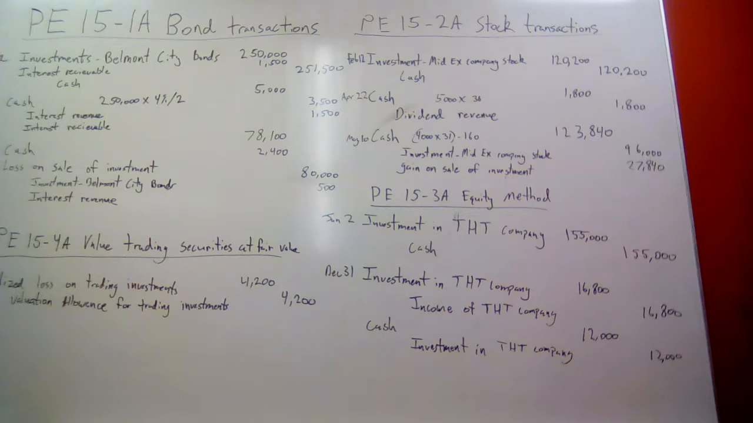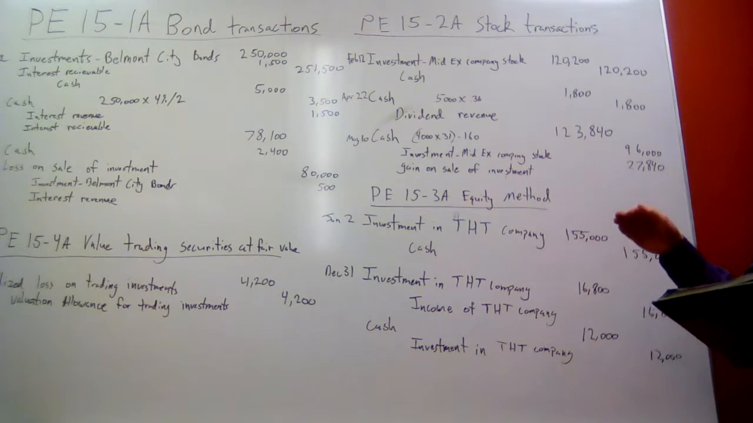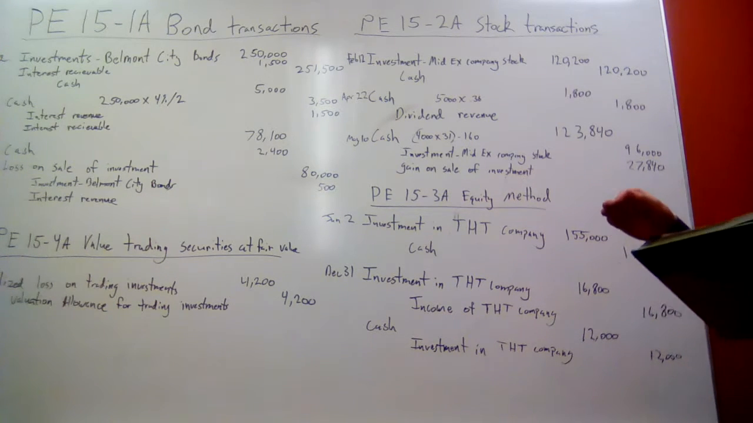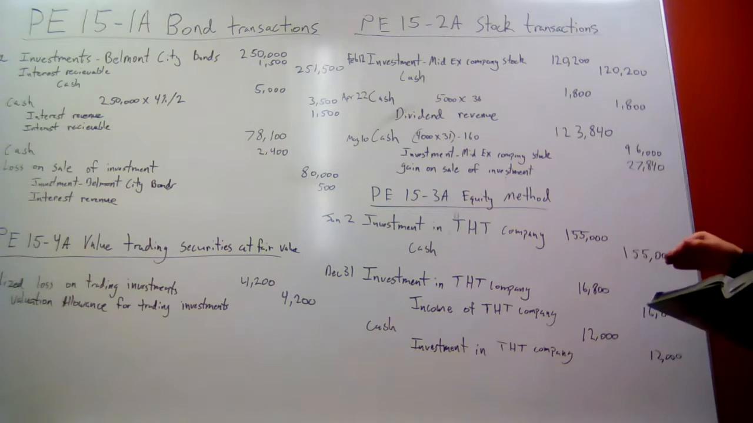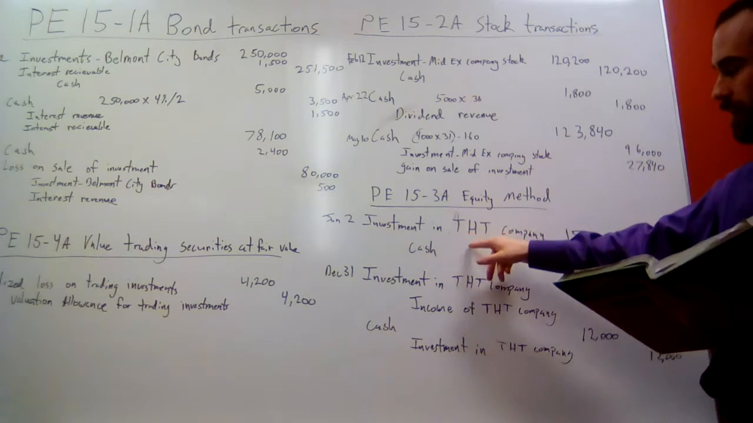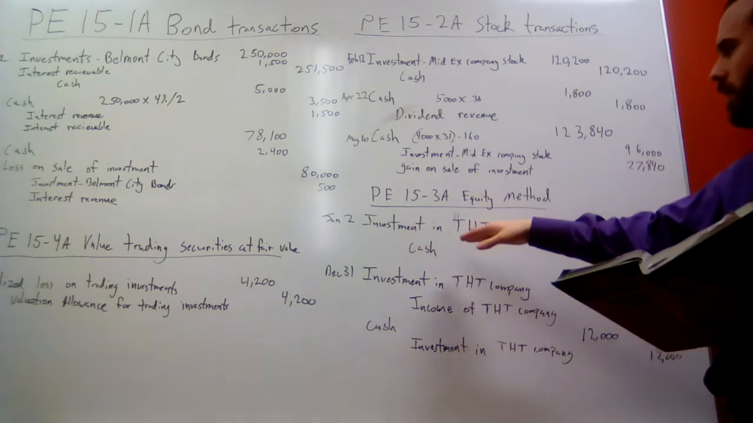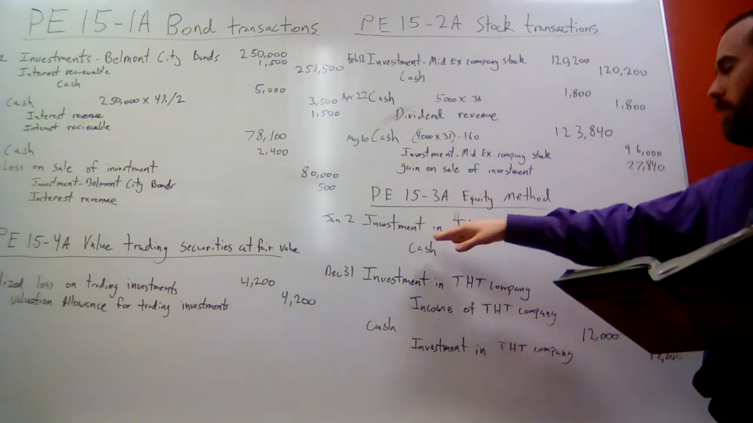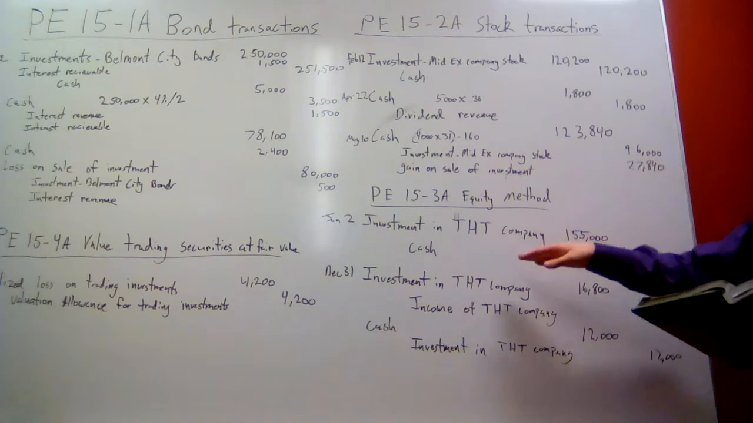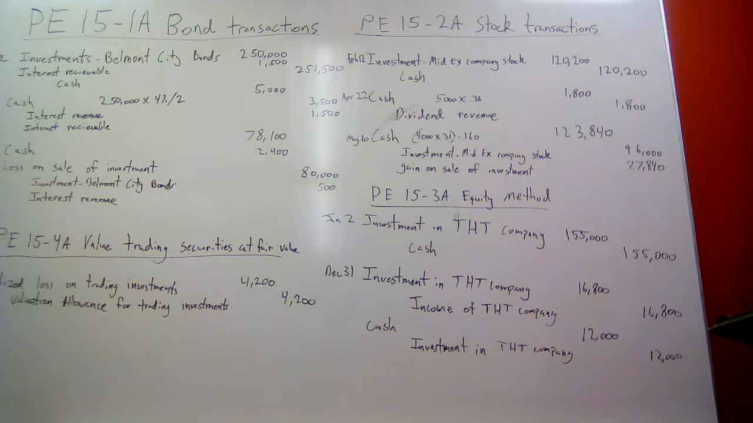And then here, PE 15-3A, equity method. This is a big one. So we purchased 40% of the outstanding stock of First Alert Company for 155,000. Oops, sorry, I put THT. That's the company that we bought, because we bought First Alert. But that's fine. So let's say it's the opposite, and we're First Alert, and we bought THT Company. Same thing, 40%. So it cost us 155,000 to buy a 40% share.